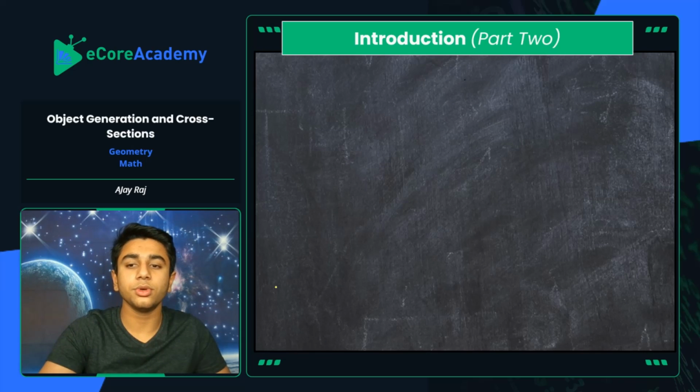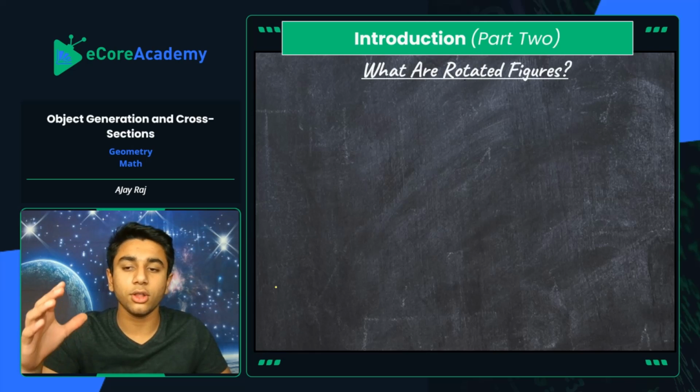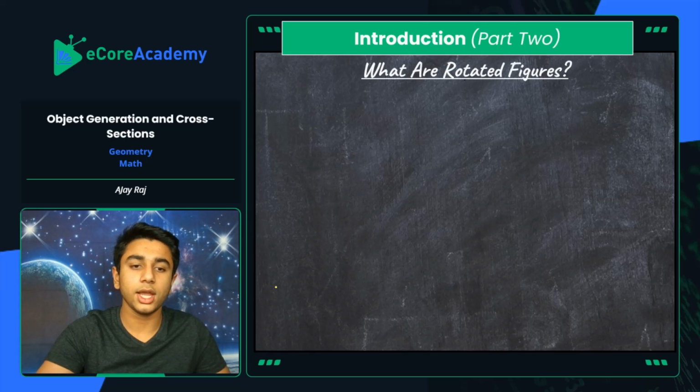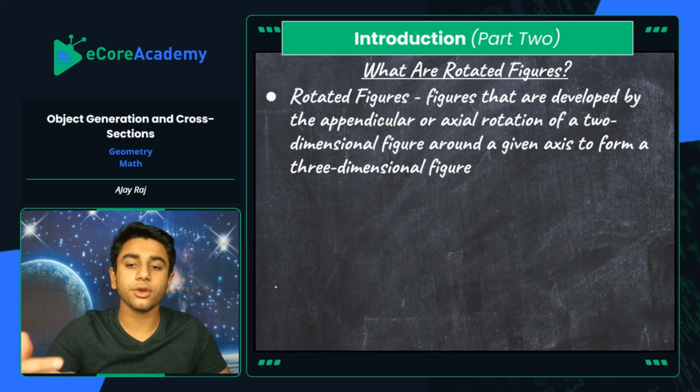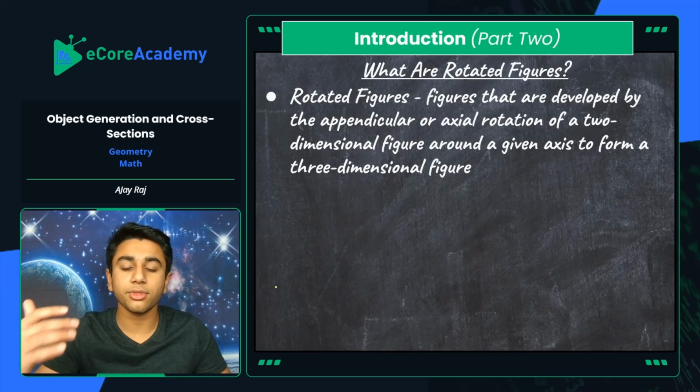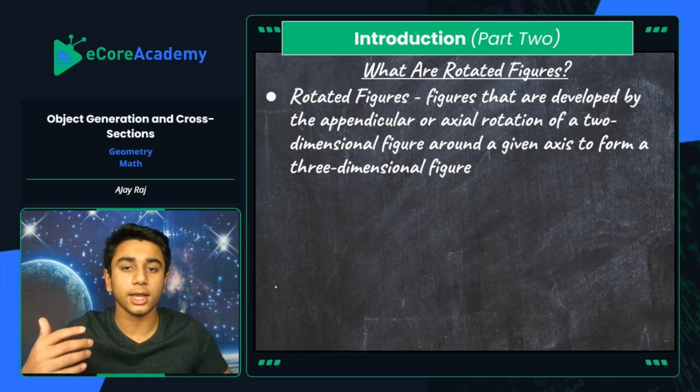All right, moving on to introduction part 2, and this is all about rotated figures and object generation. So object generation is through rotated figures. Rotated figures are the figures that develop your actual object generation, and they are developed by the appendicular or axial rotation of a two-dimensional figure around a given axis to form a 3D figure. So this is kind of the opposing counterpart of overall 2D, 3D interference.